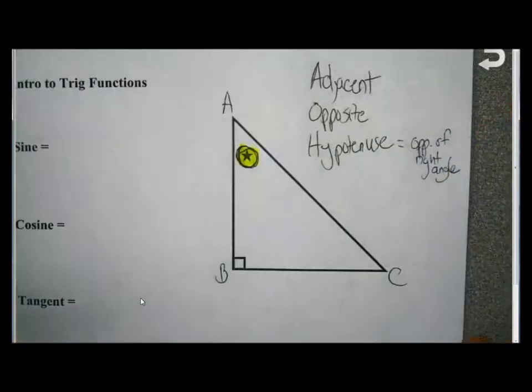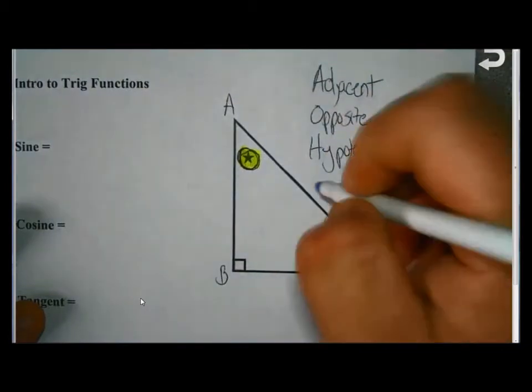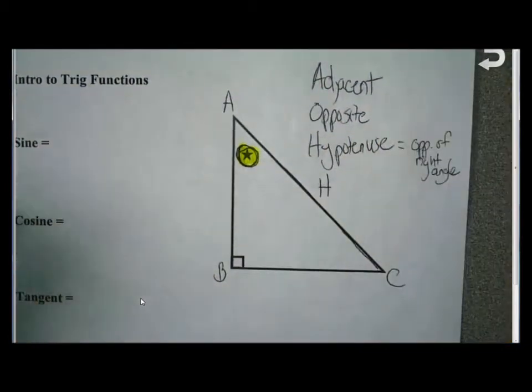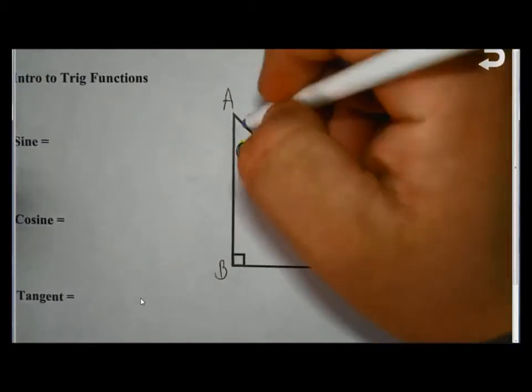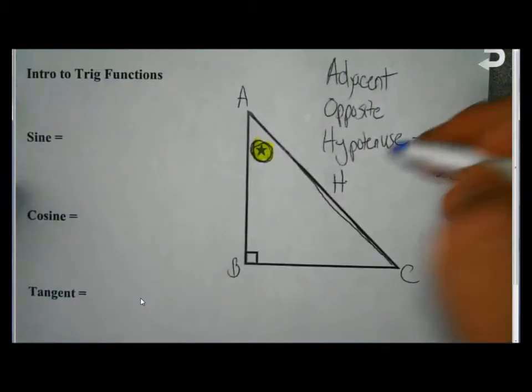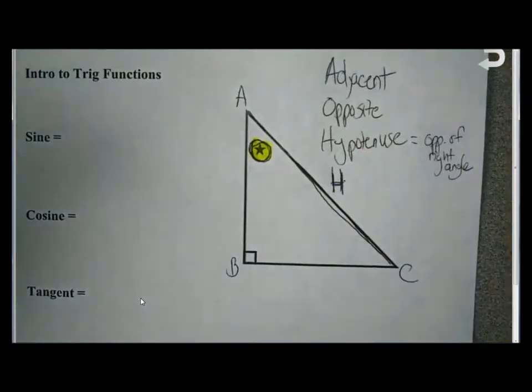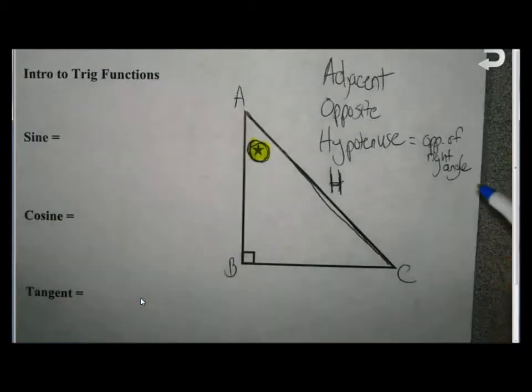So the hypotenuse should be the easiest to label when we're looking at these triangles. So this is the hypotenuse. Everybody agree with that? Everybody good? Everybody understand? This side right here is the hypotenuse, which I label with the letter H. And it's the opposite of the right angle.